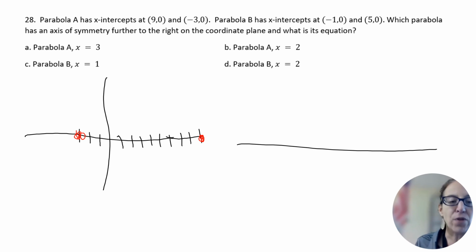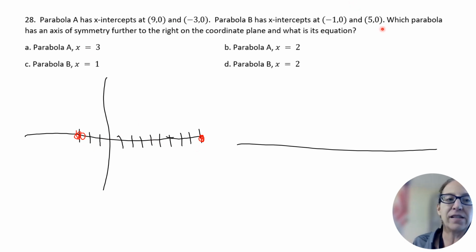Now, we don't know exactly what this parabola looks like. It could be something like this. It could be very wide and shallow. It could be steep and narrow, so it goes way down off the bottom. It could be flipped over this way. We don't really know. What we do know is that it crosses the x-axis here.